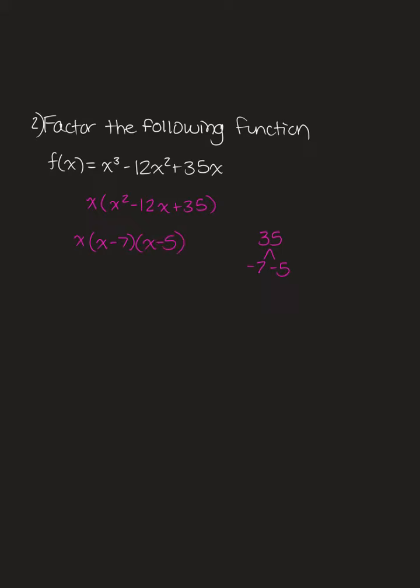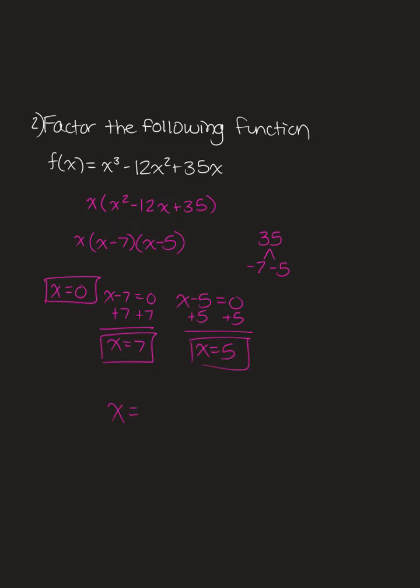In the next section, you are asked to find the zeros. If you set each factor equal to 0, that's what will give you the zeros, okay? So you have x equals 0, that's one of them. If you add 7 to both sides, you will get x equals 7, that's the second one. And then add 5 to both sides, you will get x equals 5. So your zeros are 0, 5, and 7.